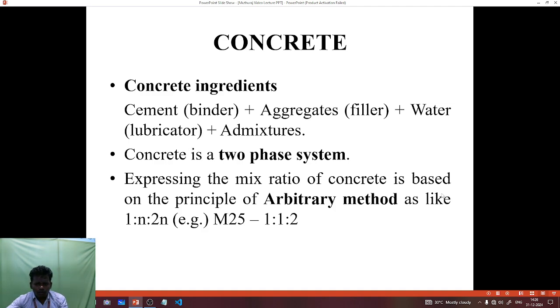Expressing the mix ratio of concrete is based on the proportion, which means the mix ratio. As I said, this is 1:1:2 and 1:1.5:3. Likewise, the proportioning of concrete is based on the principle of the arbitrary method, like 1:n:2n. Example, for M25, 1:1:2. M25 is the least concrete grade which we can use as standard concrete.